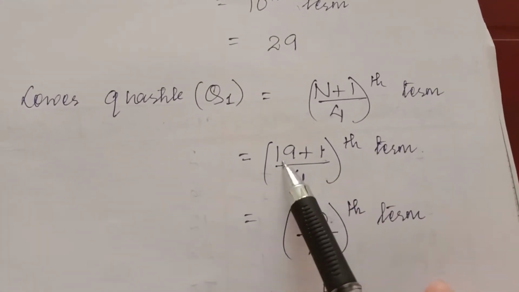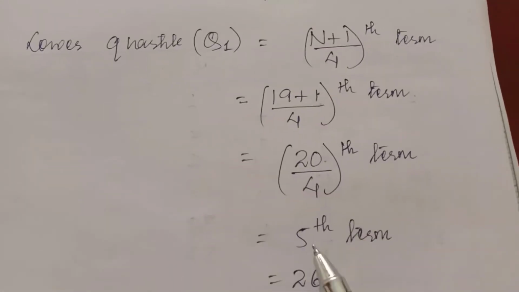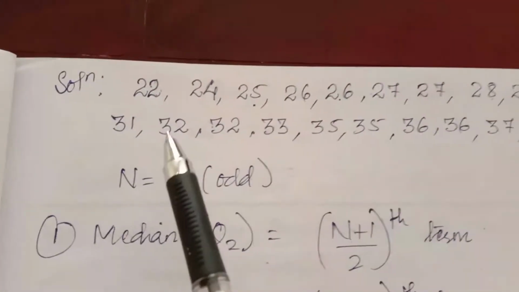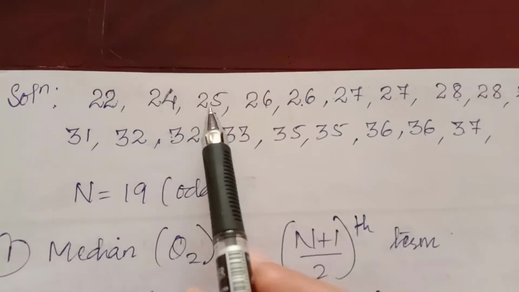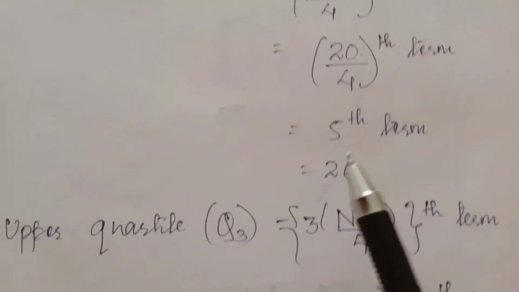The lower quartile is Q1 and its formula is (n plus 1) by 4. So n is 19, 19 plus 1 is 20, and 20 by 4 is the 5th term. So we have to check which one is the 5th term: 1, 2, 3, 4, 5. This is your 5th term. So the lower quartile is 26.